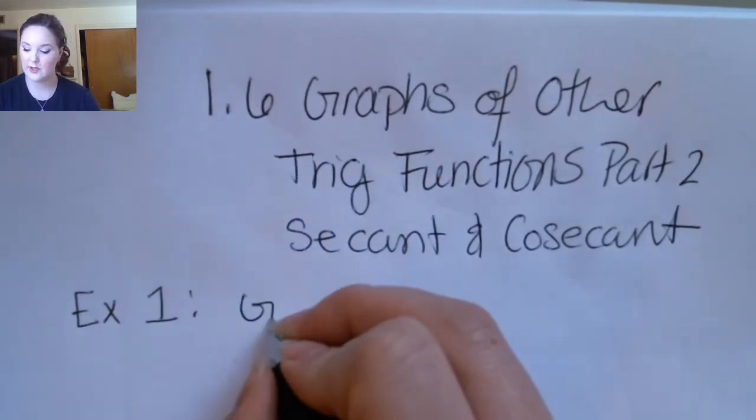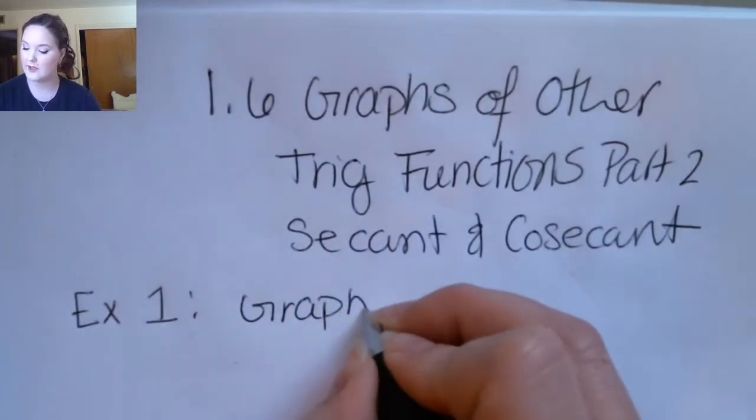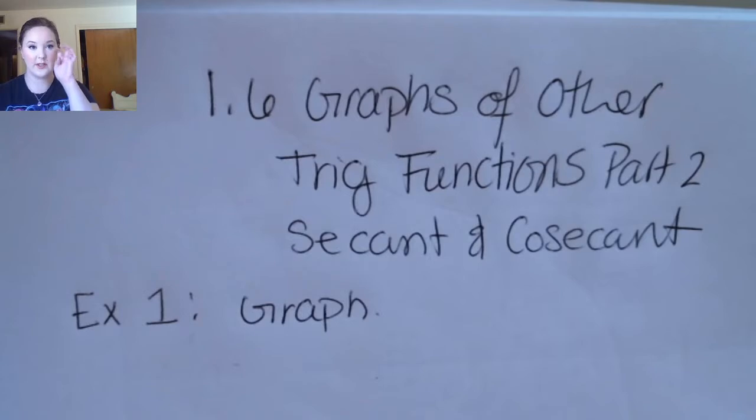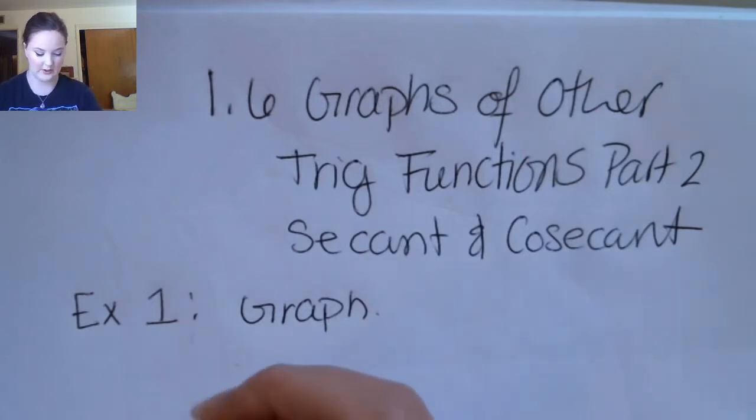Okay, so we're going to start out by graphing cosecant. The graphs of these two functions, like you can see from the base graphs, are very similar. They do have different key features in terms of location, but the shape of the graph is very similar.